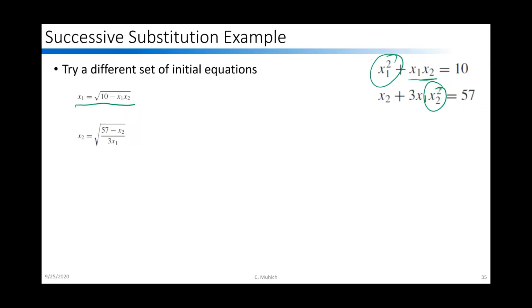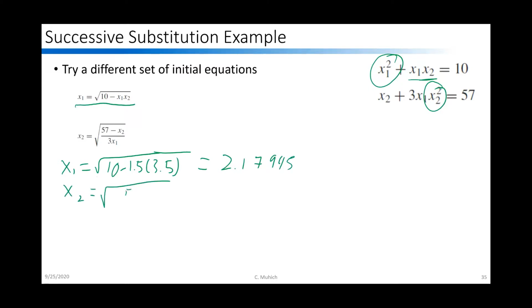We can now start our iterations again. So let's start with x1. x1 equals the square root of 10 minus x1, which our initial guess was 1.5, times 3.5, which was our initial guess for x2. This gives us 2.17945. If I punch my numbers into the x2 equation, we have 57 minus 3.5 over 3 times 1.5. If I do this, I get 2.86 as my x2.